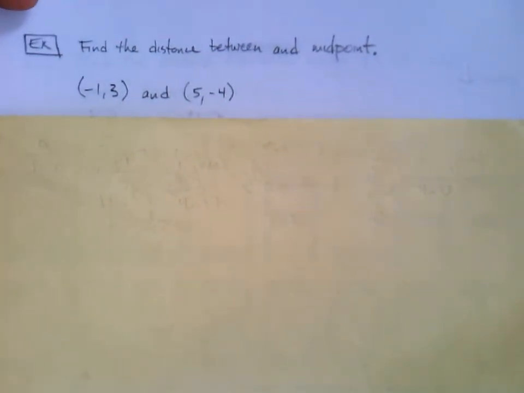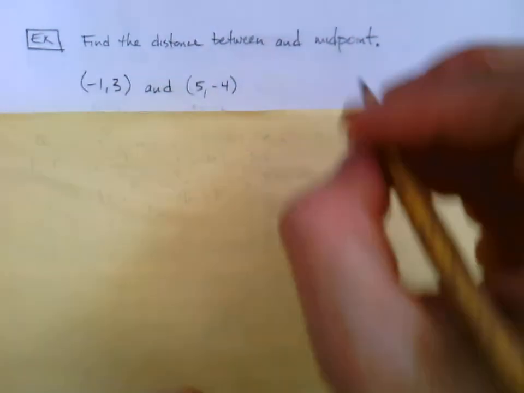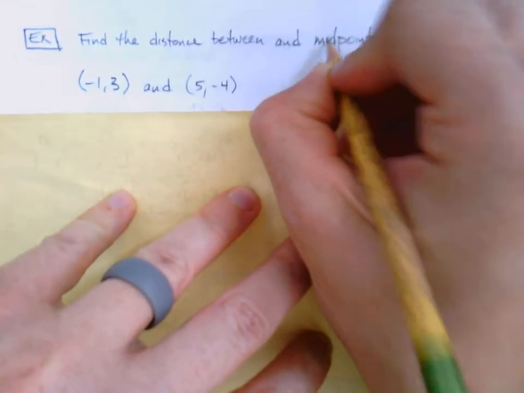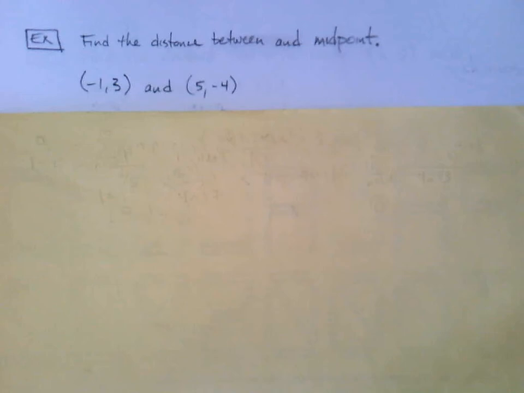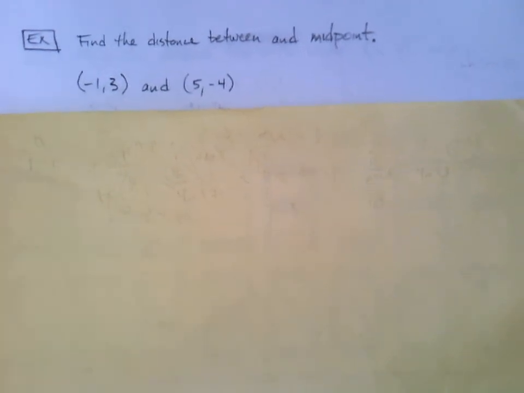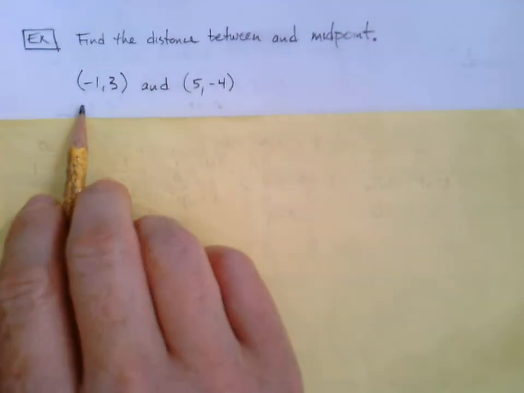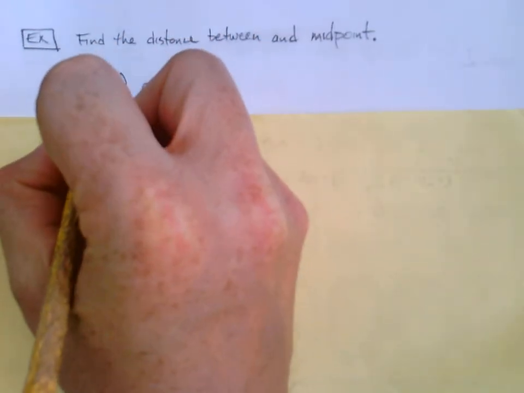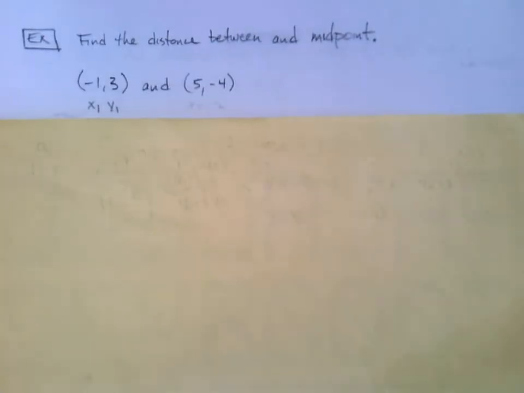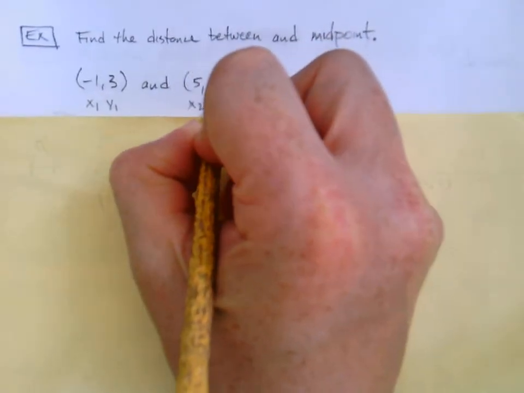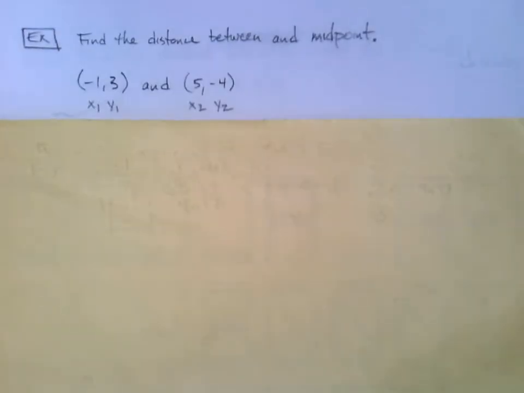Find the distance between and the midpoint. Let's practice these two formulas. We're given 2 points, -1, 3, and 5, -4. Let's start with the distance between these 2 points. Well, I'm going to think of this as x1, y1. Think of this as x2, y2. And I'm just going to follow the formula for the distance.